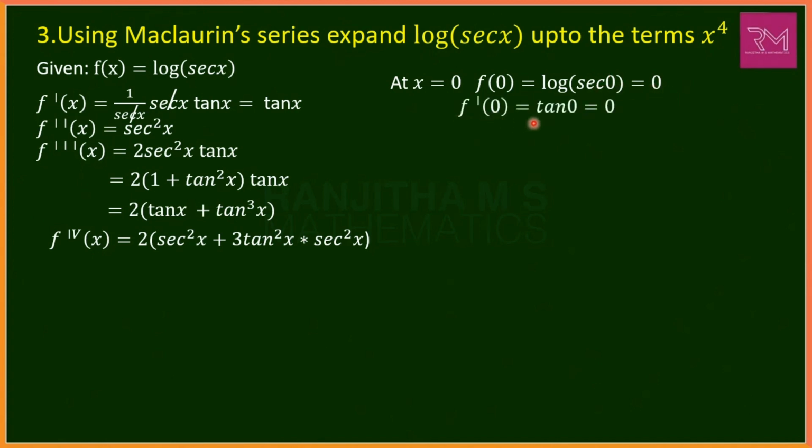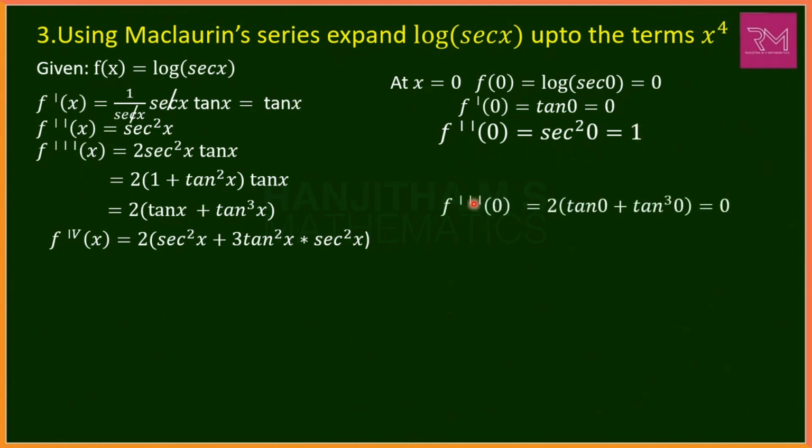Next, f dash of 0 is equal to tan 0, which is 0. f double dash of 0 is secant square 0. We know that secant 0 is 1, hence secant square 0 is also 1. That is our f double dash of 0. f triple dash of 0 is 2 into tan 0, which is 0, plus tan cube 0, which is 0. Hence we get f triple dash of 0 as 0 itself.